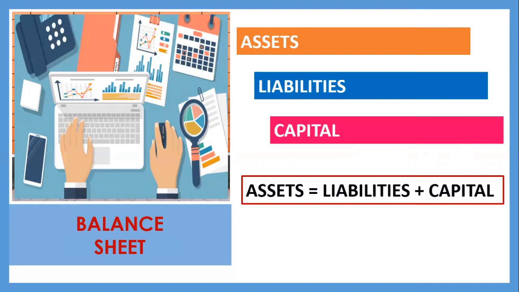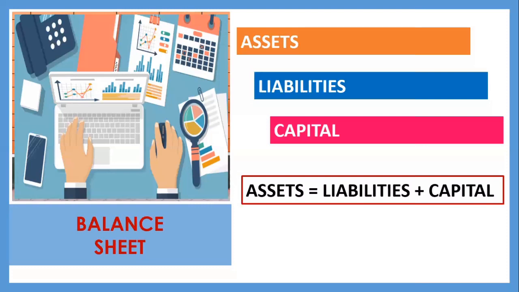Now, if in income statement there are two keywords to remember, in balance sheet there are three keywords that we should always bear in our minds. First, we have assets. Second, we have liabilities. And third, we have capital or owner's equity. Now, in this case, we will be using the accounting equation. And our accounting equation would be assets equals your liabilities plus capital.